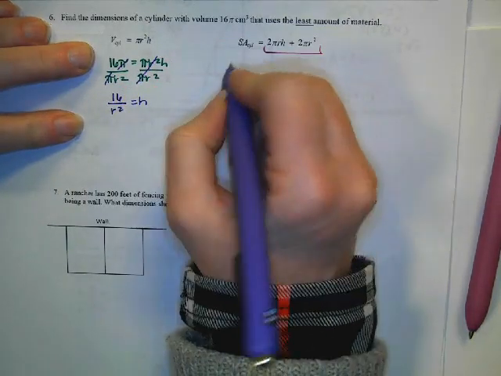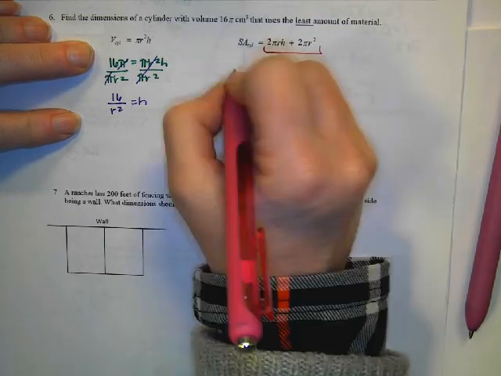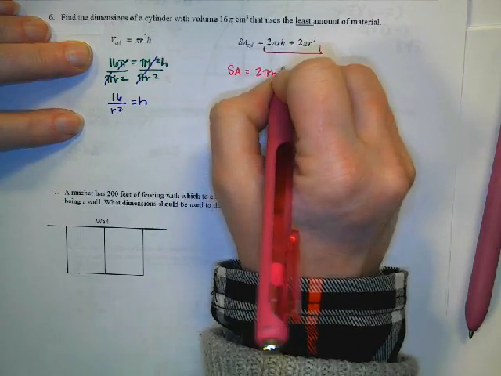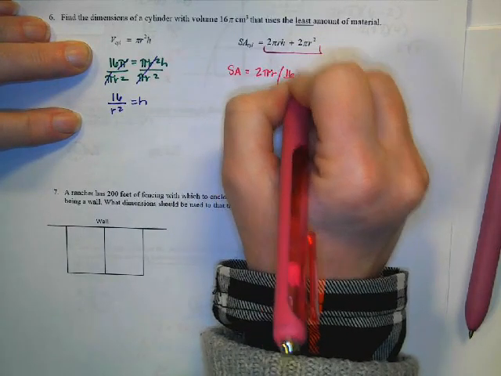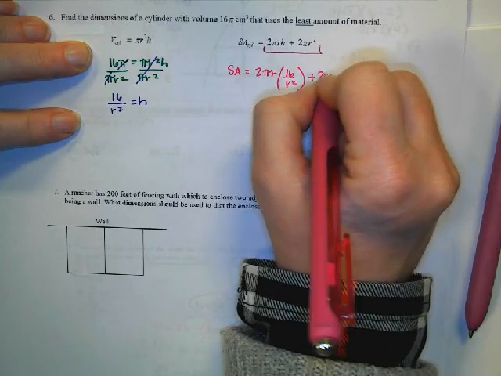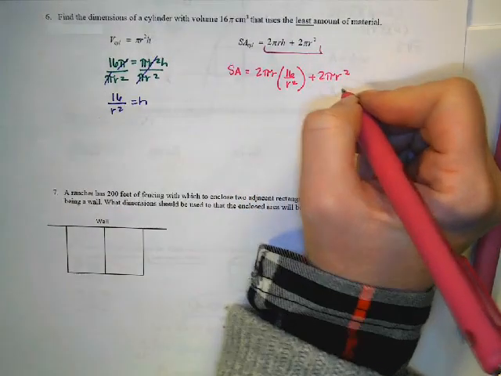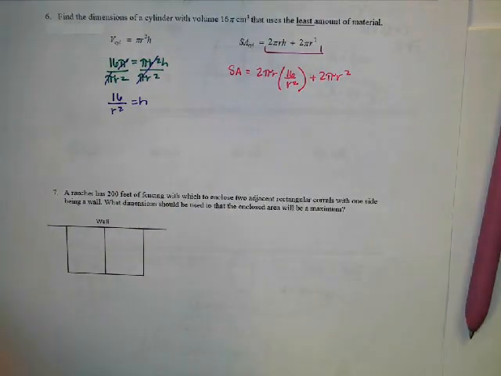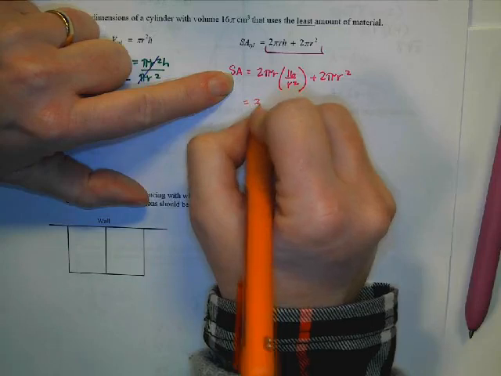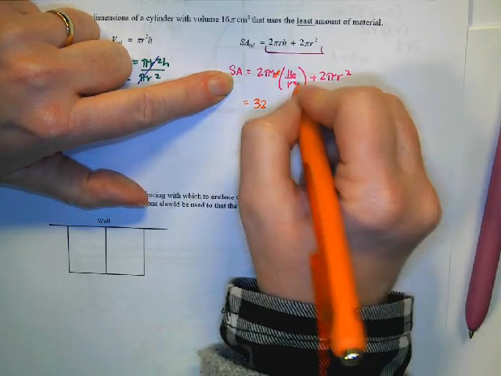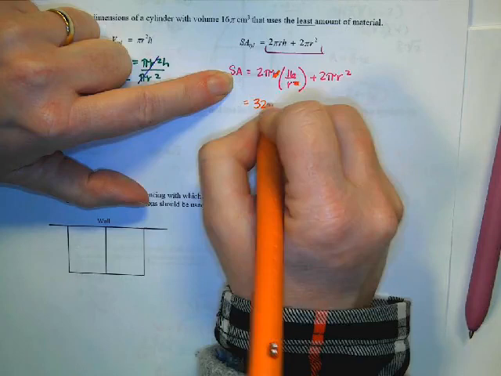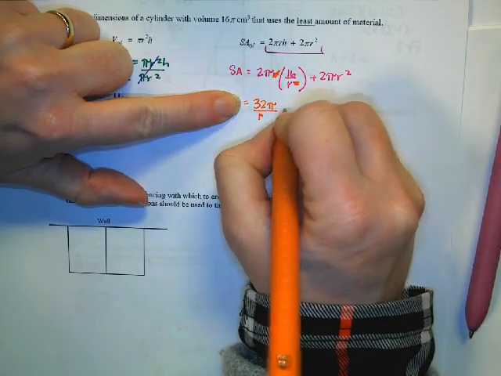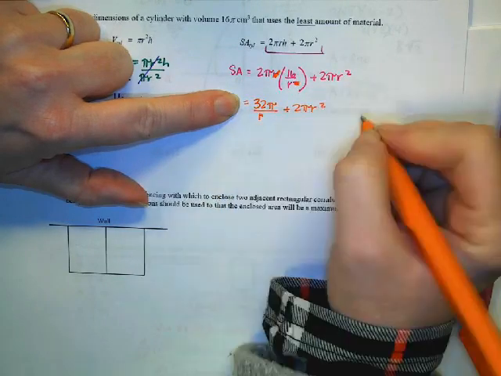So now I'm going to go back to my surface area formula, and I'm going to plug in 2 pi r, and instead of h, I'm plugging in 16 over r squared, plus 2 pi r squared. Now, before I go to find the derivative, let's go ahead and clean it up a little bit, cancel some stuff. 2 times 16 is 32. One of the r's on top will cancel with one of the ones on the bottom, and I'll have 32 pi over r plus 2 pi r squared.